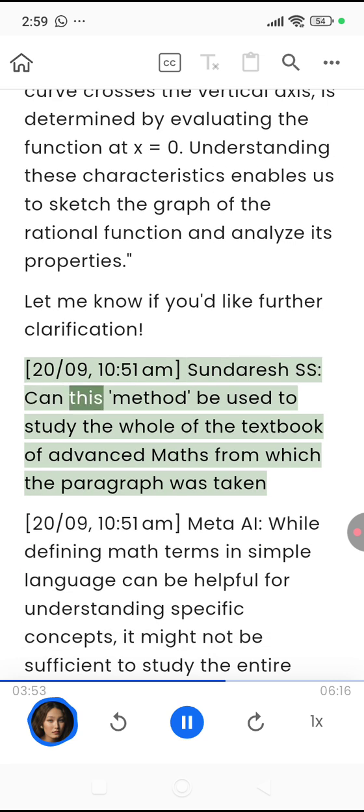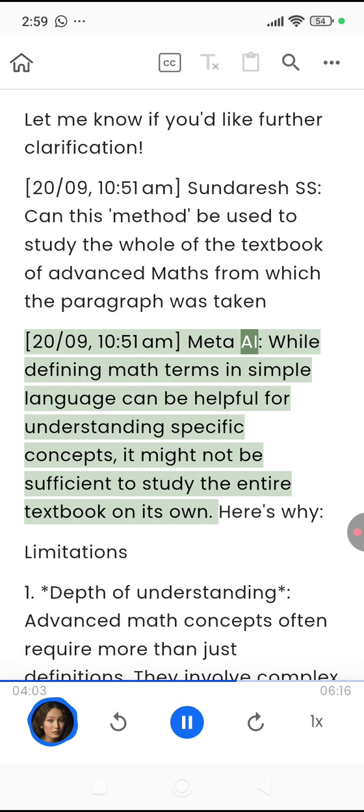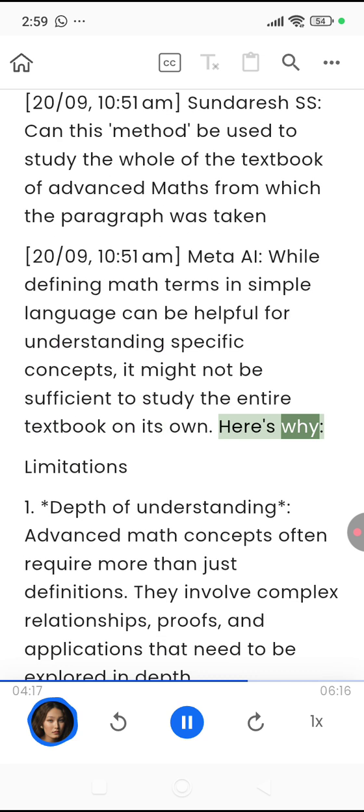Sundaresh SS: Can this method be used to study the whole of the textbook of advanced maths from which the paragraph was taken? Meta AI: While defining math terms in simple language can be helpful for understanding specific concepts, it might not be sufficient to study the entire textbook on its own. Here's why.